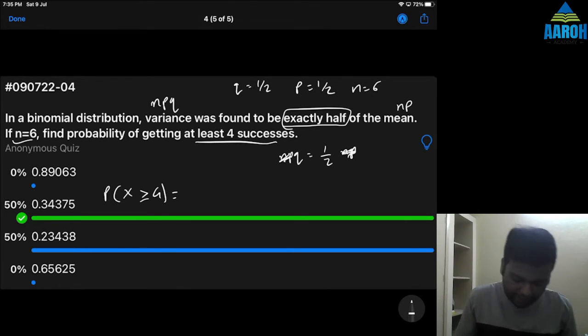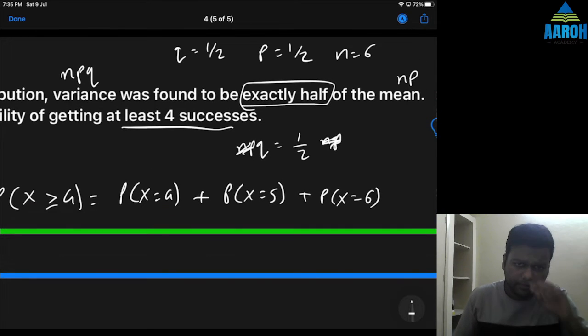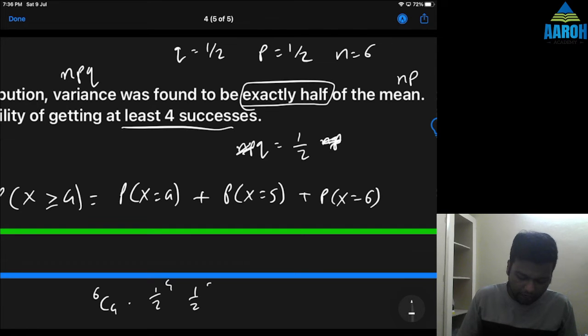Now n is 6, right? That means we can find probability that x is 4 or probability that x is 5 or probability that x is 6. Right? So we just have to add this. Let's do it quickly on calculator. x is equal to 4: 6C4 into half raised to 4 into half raised to 2. Now understand, half raised to 4 and half raised to 2 is going to be half raised to 6, right? So you can just write it on calculator to avoid it.